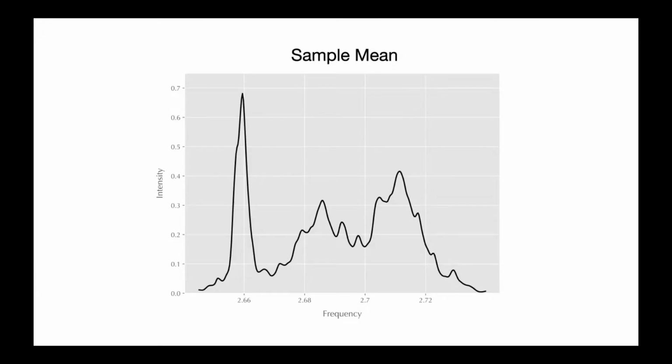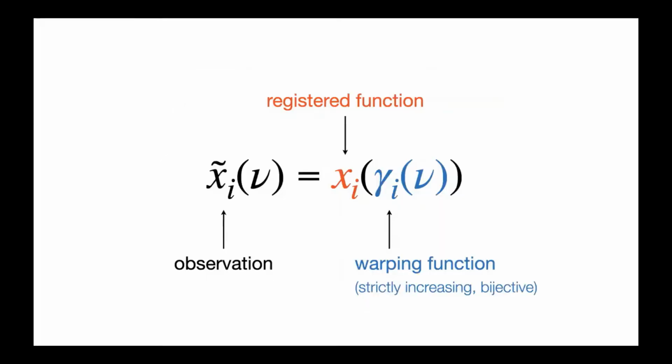So to avoid results such as these, we need to account for both amplitude and phase variation in the data, which we do by making the following assumption. We assume that our observations are actually a composition of 2 different functions. We have the registered function, which shows us only the amplitude variation, or the vertical differences. But then we also have a warping function, which only shows us the phase variation. Importantly, we constrain these warping functions to be strictly increasing and bijective.